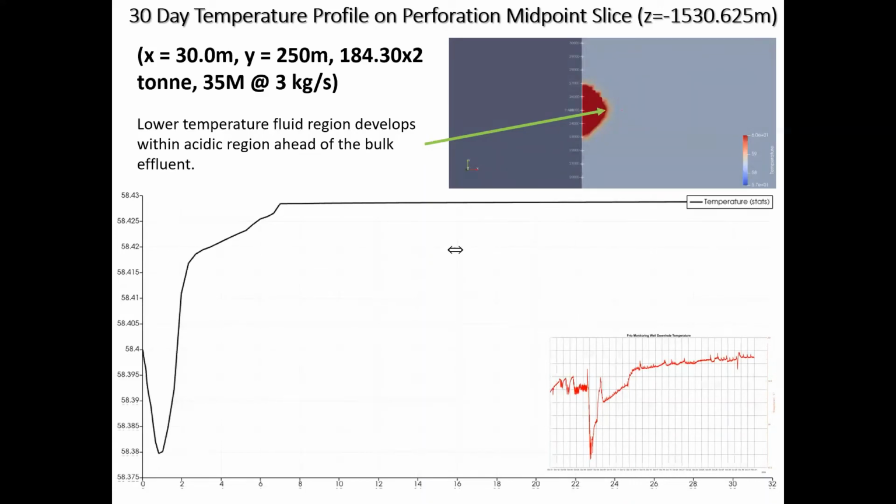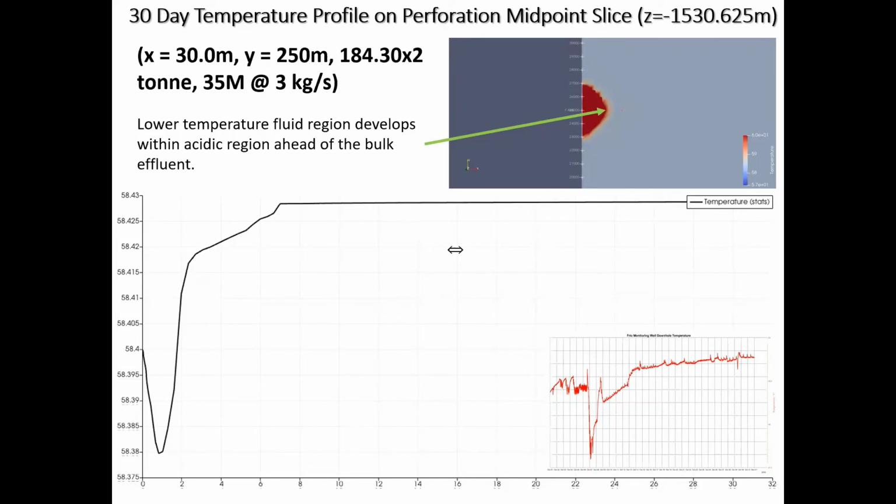Okay, so in this simulation, we see a lower temperature region develop within the acidic region ahead of the bulk. And I'm going to call this region the diffusion front, because it's the front that forms as a result of a greater diffusivity of hydronium ion, which comes again from the deprotonation of carbonic acid.